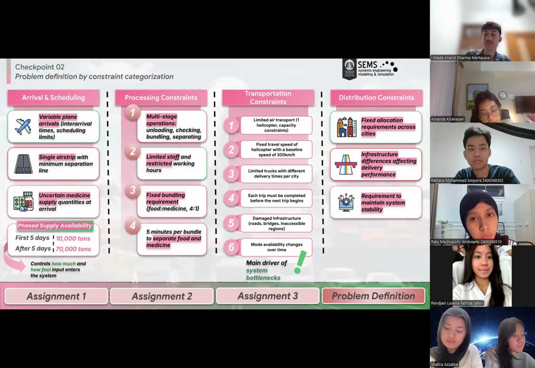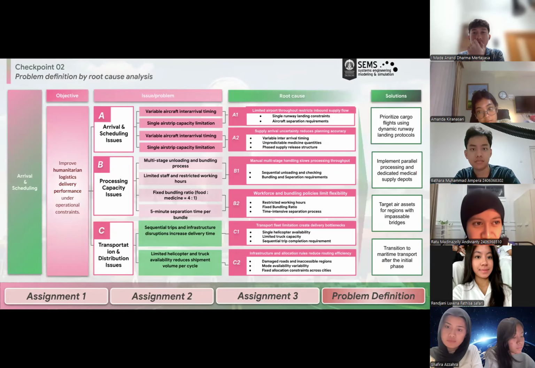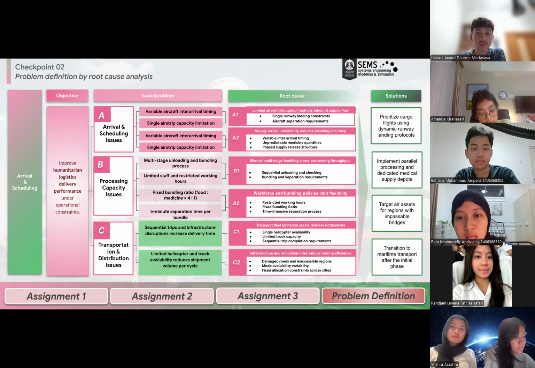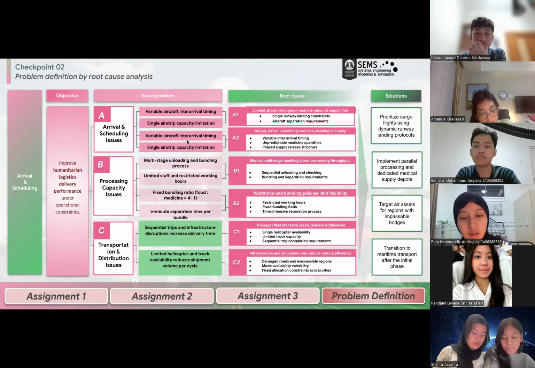For checkpoint 2, we want to have the arrival scheduling, process constraints, transportation constraints, and distribution constraints, with the main driver of the system bottleneck being the transport constraint. For the problem definition by root cause analysis, we want to prioritize the cargo flights, implement parallel target air access, and transition to maritime transport.